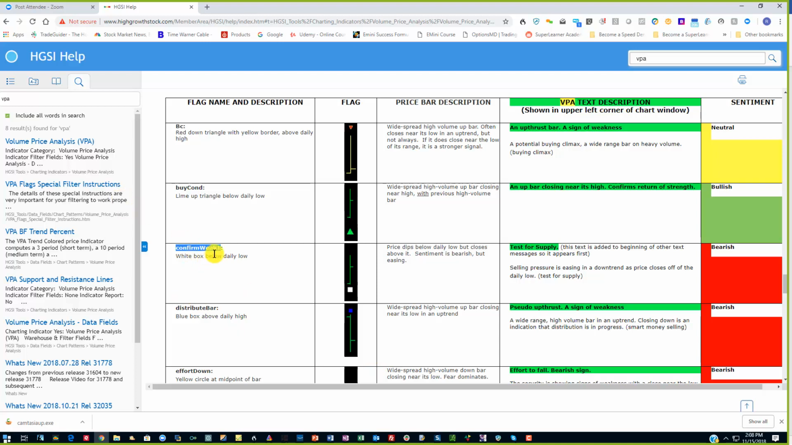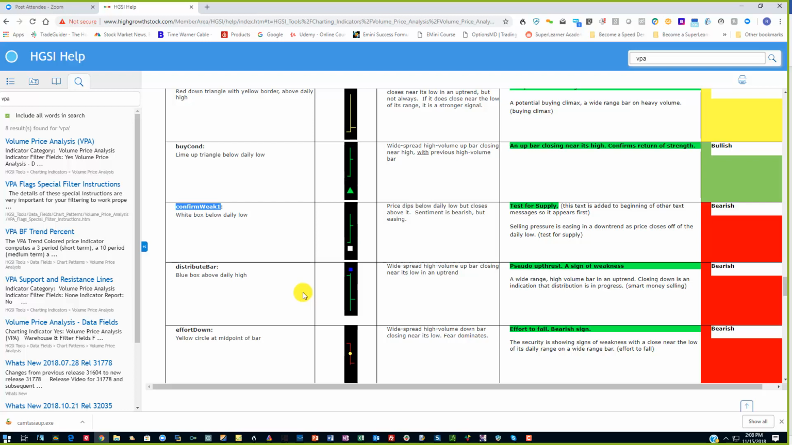And you can come down here to the bottom in the help file, and if you see something that says confirm week 1 and it's a white box below the daily low, you can come in here and get a price bar description. And this is another test for supply. Most of the tests for supply that we're looking at are that magenta rectangle, but there are other ones, and these are going to appear now that I am typing them in. Some of these really did not appear because there was a volume requirement, but now we're going to get all the flags. It won't make a big difference, but at least it'll be a little more efficient.